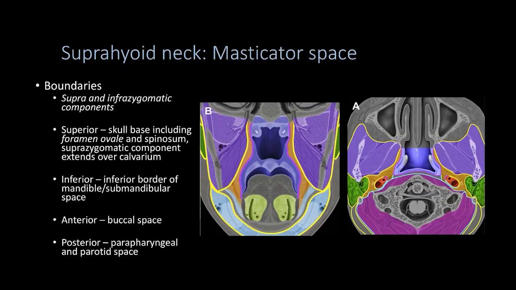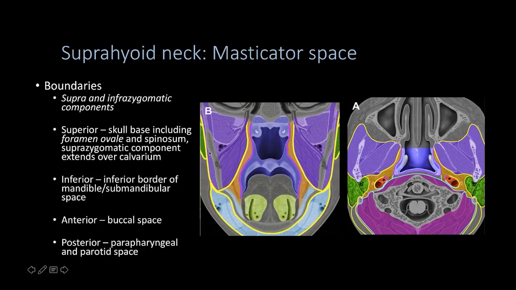So the next space we're going to talk about is the masticator space, and you want to remember that this has a suprazygomatic and an infrazygomatic component. This area in purple is mostly demonstrating the infrazygomatic component, also known as the infratemporal fossa. The masticator space also has a broad abutment with the skull base, and importantly abuts foramen ovale, which transmits V3, or the mandibular nerve, as well as foramen spinosum, which is going to transmit the middle meningeal artery.